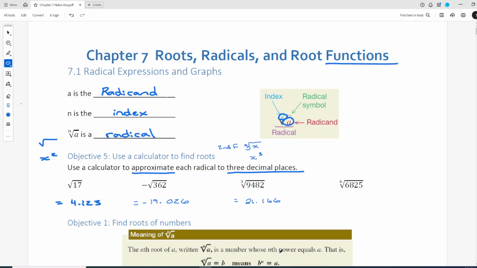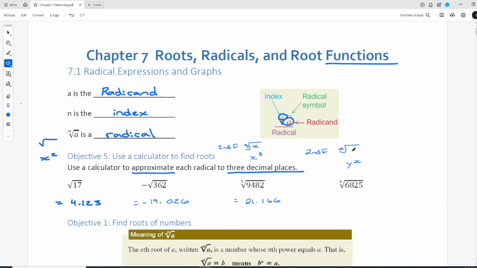21.166. If you do not have a cubed root button, you're going to follow the instructions that I'm going to use to take a fourth root. So our calculator doesn't have a preset fourth root button. So what I'm going to use is a button. Okay, so I have a y to the x button, and above my y to the x button, I have an x root button. So again, you're going to use the second function.